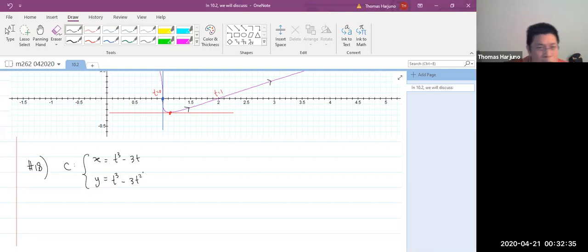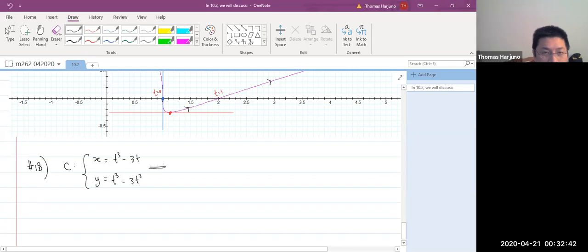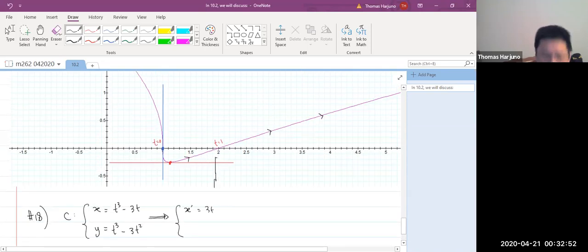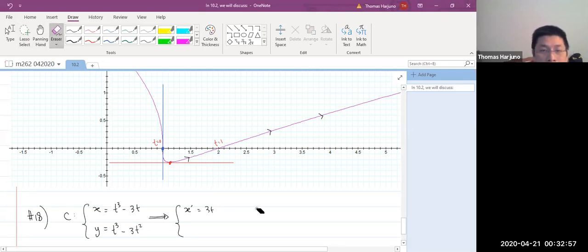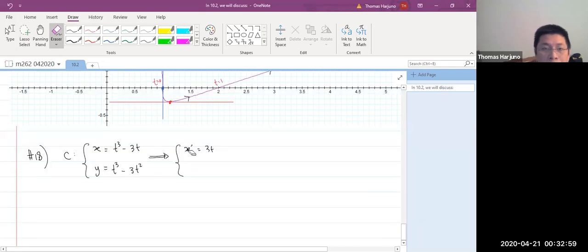It seems to be a question we already did. Okay, but let's try to work it out and see. I expect to have some issue when we try to work it out. X prime will be 3t squared. Huh? I didn't move though. 3t squared minus 3, and then y prime equals 3t squared minus 6t.